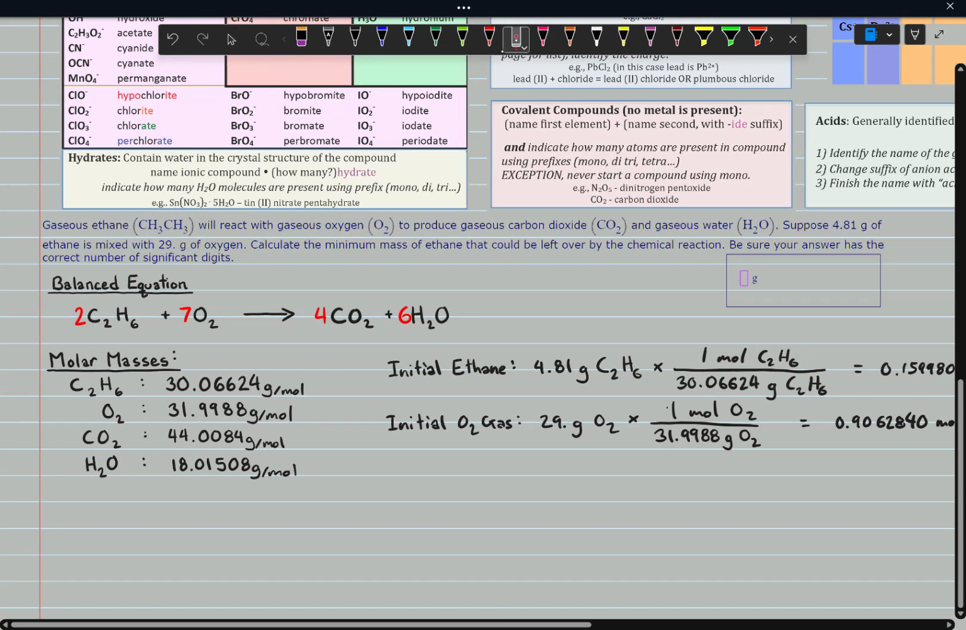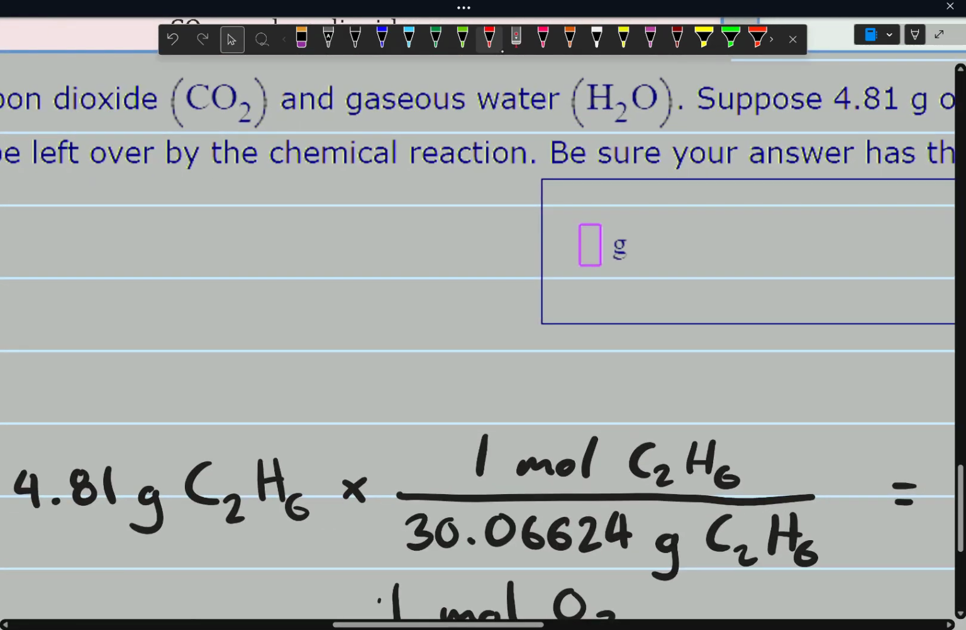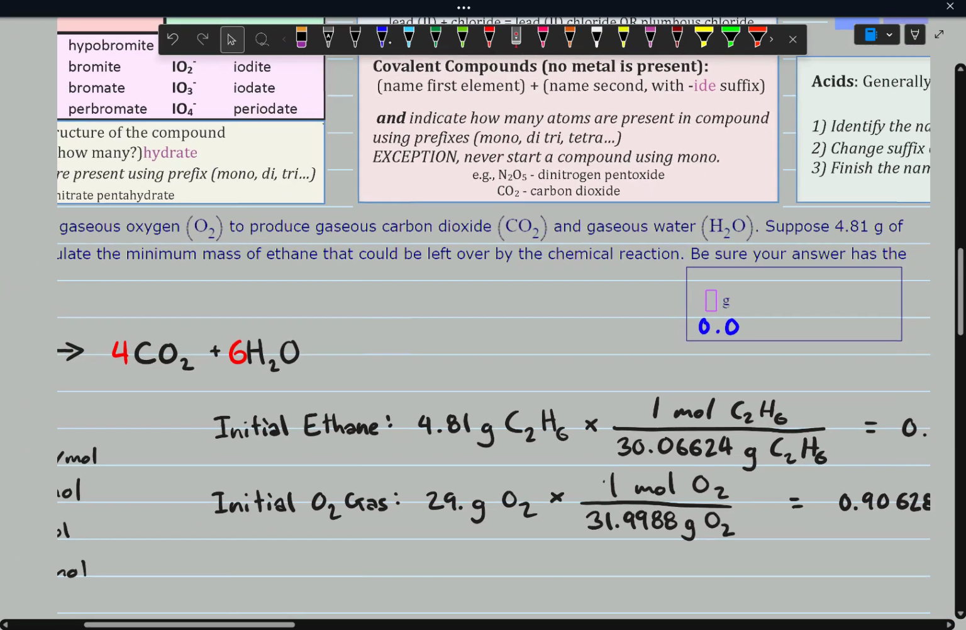And so the only thing you have to do from here to make sure that you get the answer right is check the sig figs of your problem. 4.81, that's 3 sig figs, and for oxygen, 29, that's 2 sig figs. So our answer should be 2 sig figs. So this is just 0.0. That's how much ethane will be left over by the end of the reaction.